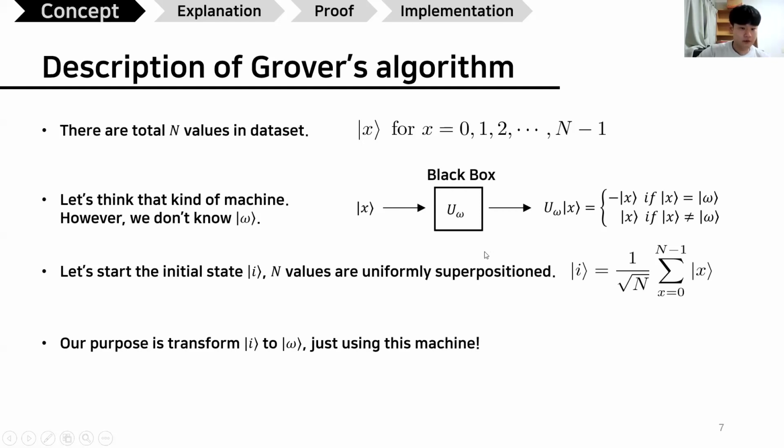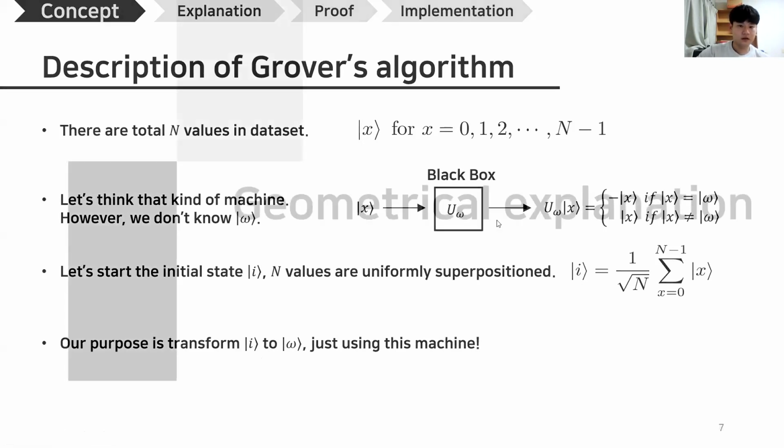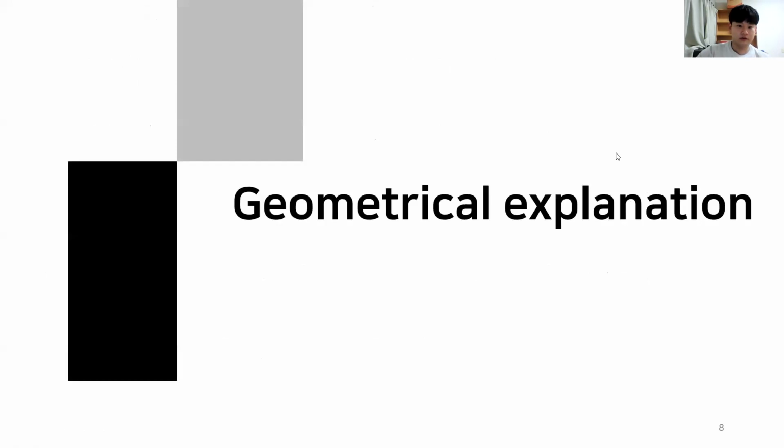And my purpose is to transform this initial vector I to omega. This is our answer. But just using this machine, we don't know the specific value of omega. And I'll explain geometrically.